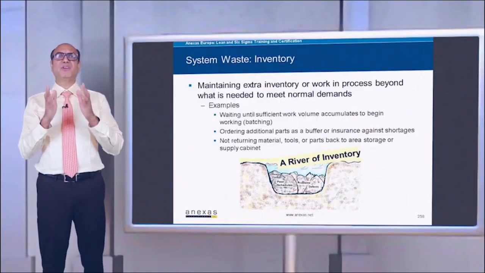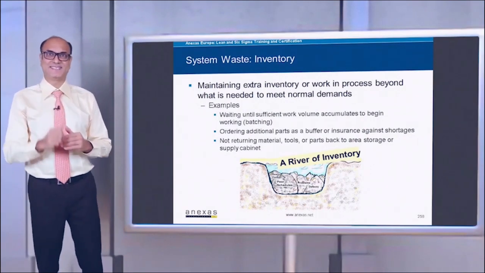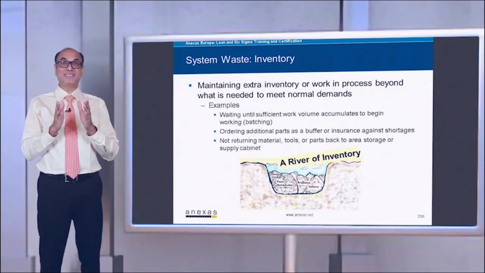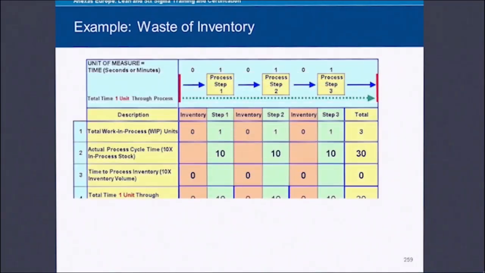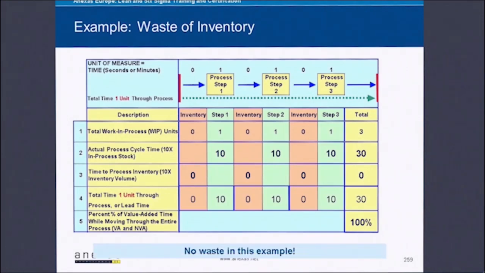There is a huge river of inventory present in our processes, and usually a lot of inventory waste is hidden in this river. Let us take an example of waste of inventory. Here we have three process steps: step 1, step 2, step 3. In the first case, in this example, there is no work in process. So there is zero work-in-progress inventory, the total number of steps is 3, and the total number of units processed is also 3. Actual processing time is 10 minutes for step 1, 10 for step 2, and 10 for step 3. So total processing time is 30 minutes.